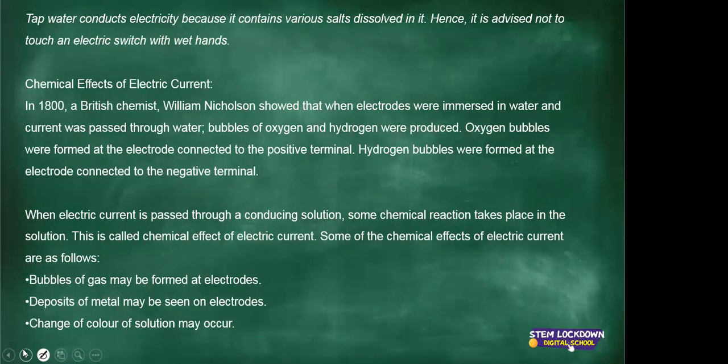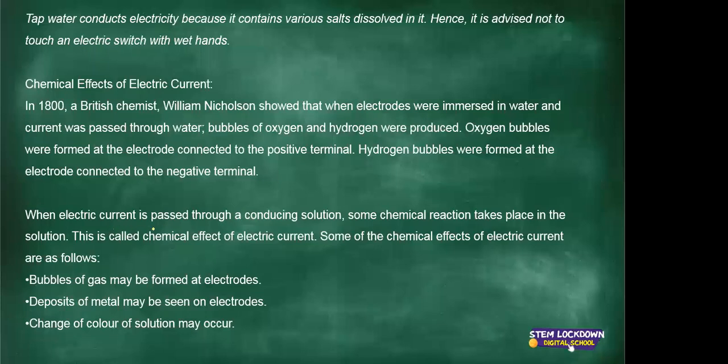Now, chemical effects of an electric current. In the 1800s, a British chemist, William Nicholson, showed that when electrodes were immersed in water and current was passed through it, bubbles of oxygen and hydrogen were produced. And the oxygen bubbles were formed at the electrode connected to the positive terminal, and hydrogen bubbles were formed at the electrode connected to the negative terminal.